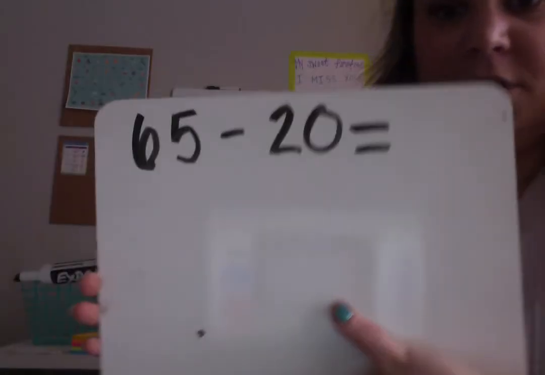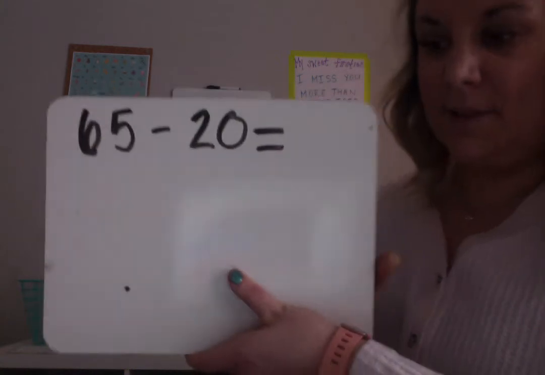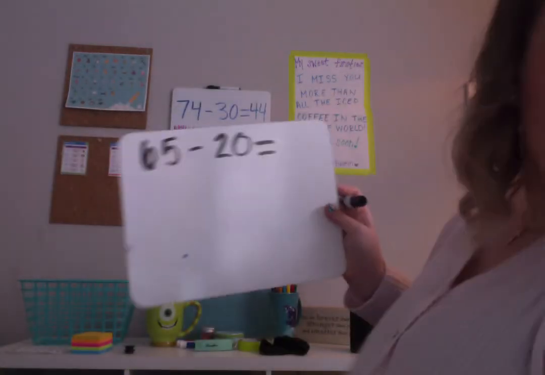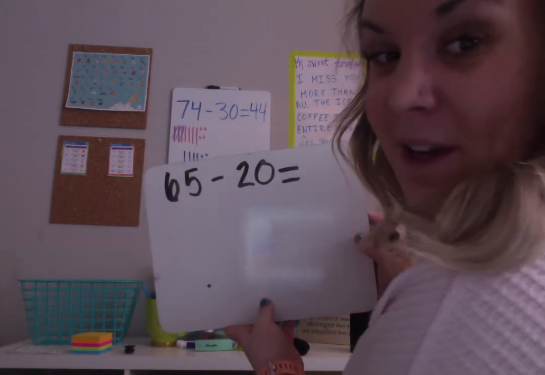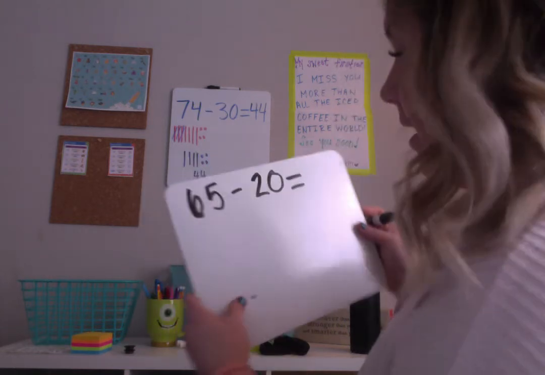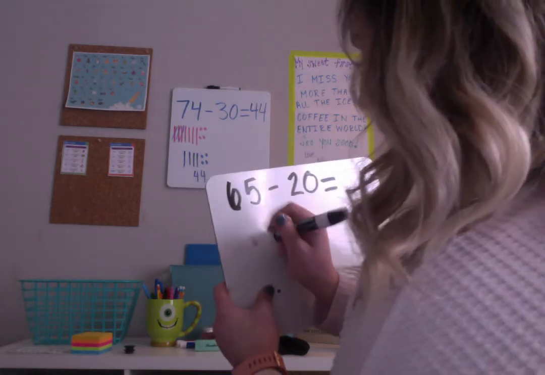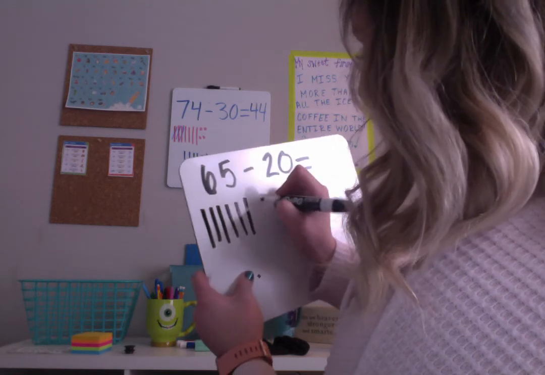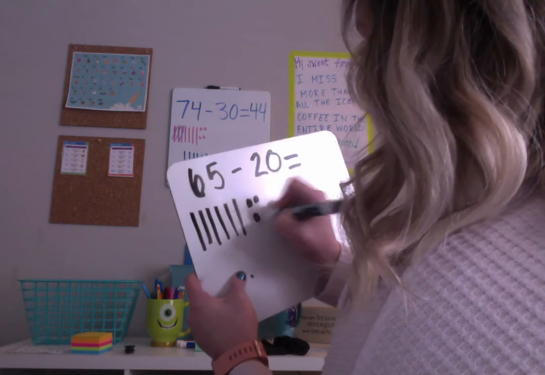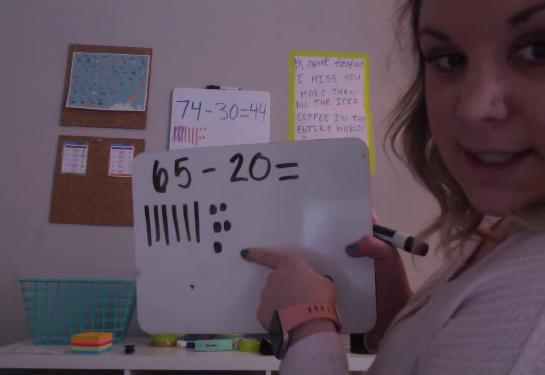Let's try one together. If you're writing this equation down, it is 65 minus 20. I'll give you a second to write it down or pause. All right, so we are going to start with the bigger number first, right, guys? The one in front, because we are subtracting. So I'm going to draw a quick picture for 65. 1, 2, 3, 4, 5, 6. 1, 2, 3, 4, 5. 6 tens, 5 ones, 65.